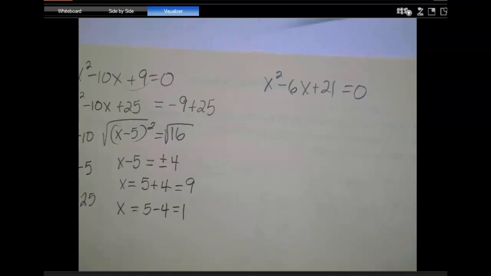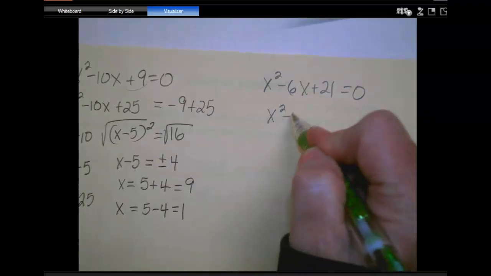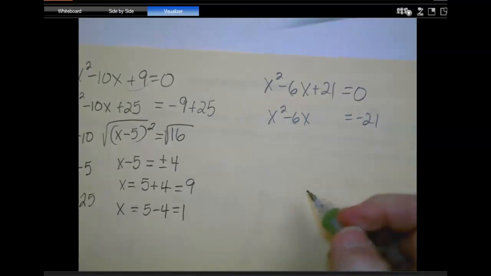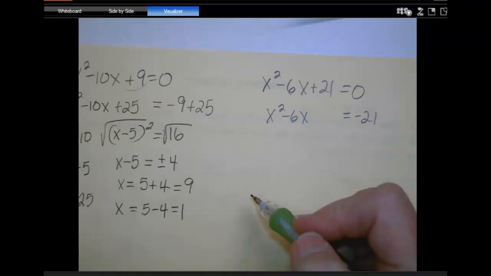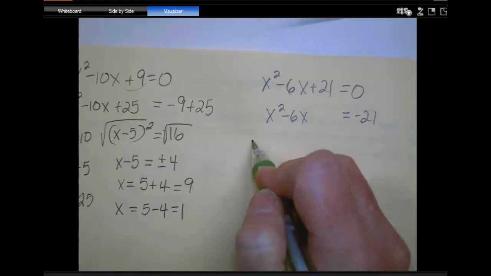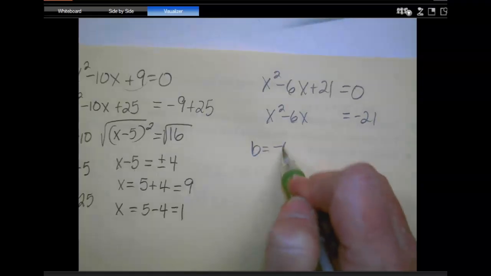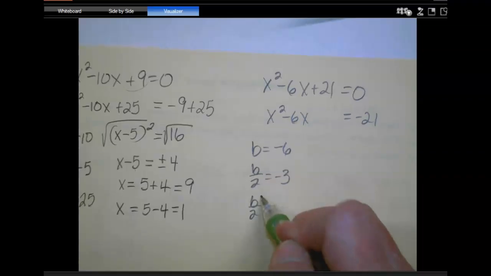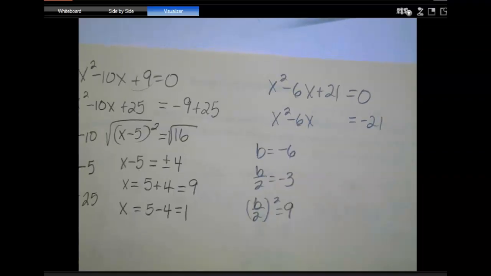Okay, Tony, what's my first thing I want to do here? Minus the 21. Eden, what's next? Find the b. So what is it? So b over 2 gives me negative 3, and b over 2 squared gives me 9.